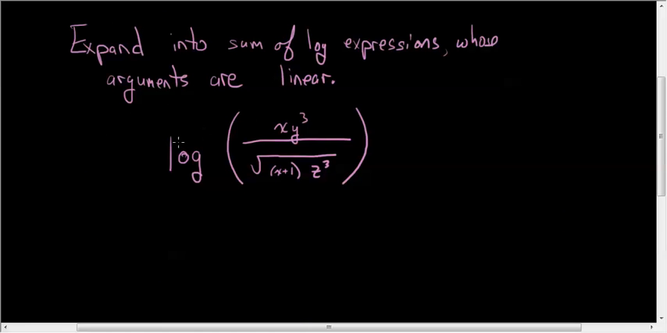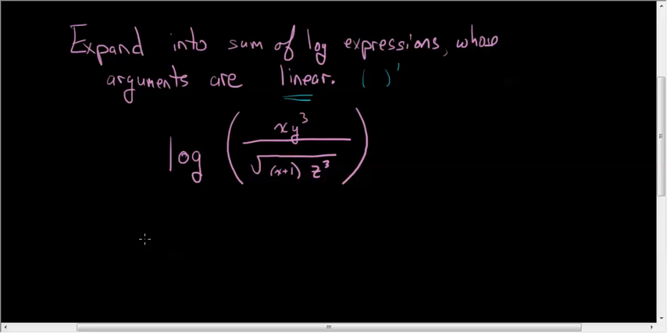Okay, this one is going the other direction. This one we're going to expand into the sum of logarithmic expressions whose arguments are linear. That just means raised to the first power. Okay, this one has x and y cubed multiplied, and then all of this downstairs is being divided.